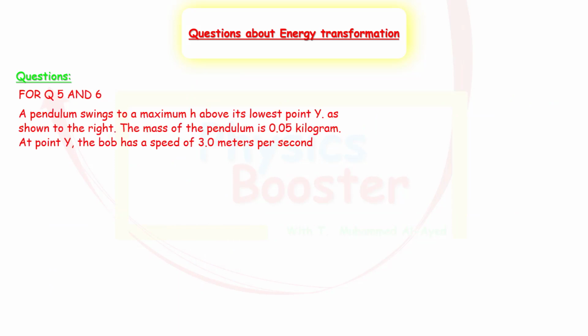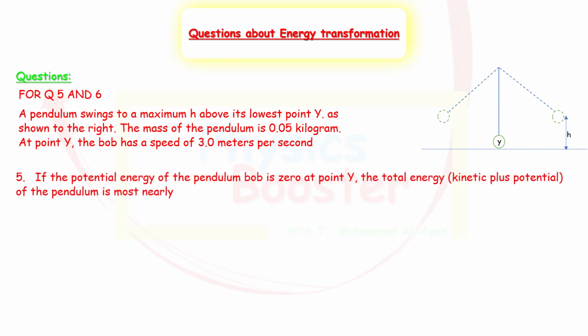Questions 5 and 6 are related. A pendulum swings to a maximum height h above its lowest point, which is y. So the lowest point is point y. As shown to the right, the mass of the pendulum is 0.05 kilograms. At point y, the bob has a speed of 3 meters per second. So it's telling me here the speed is 3 meters per second.